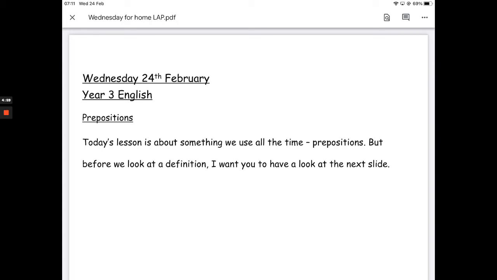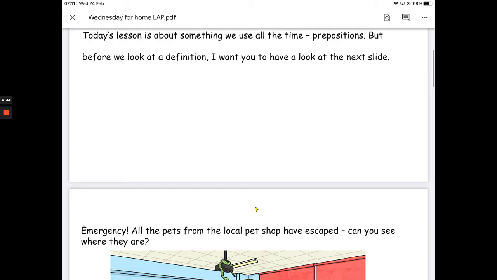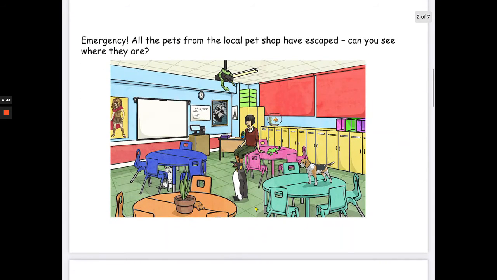Welcome to English on Wednesday, and today's English is all about some words that we use all the time, and they're called prepositions. Right? I'm not going to tell you what they are because I want you to look at the next slide first, and this is the page that I want you to look at.